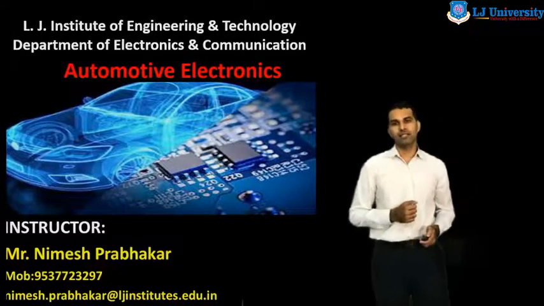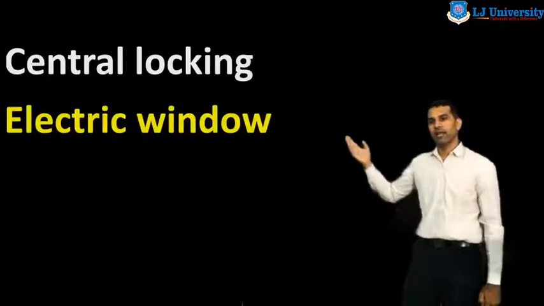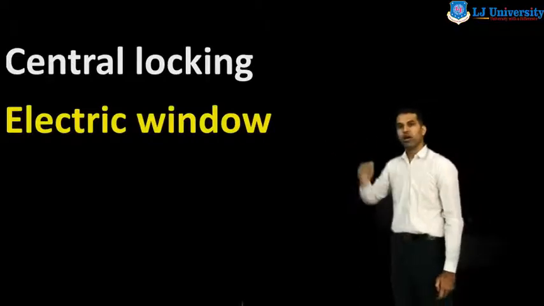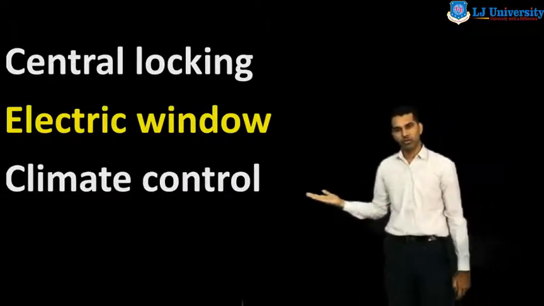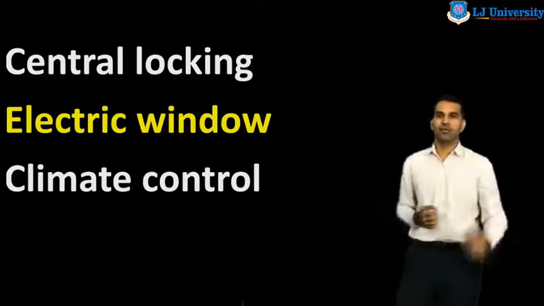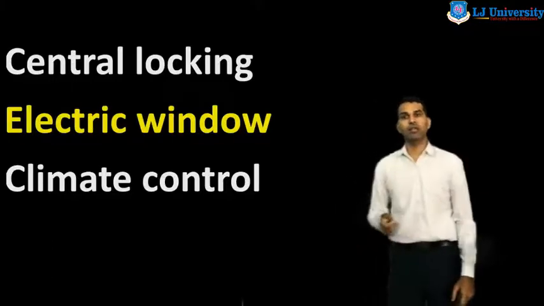Now, in this lecture, we will discuss the central locking system. Next, we discuss the electronic window, and last, we discuss the climate control. So in this lecture we will discuss these three topics. First, we begin with the central locking system.